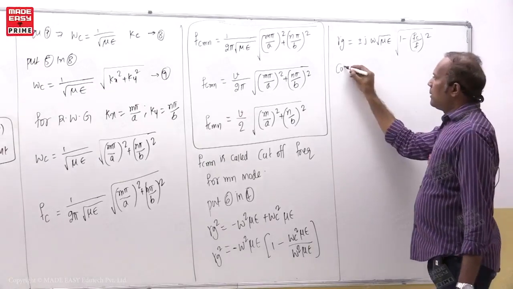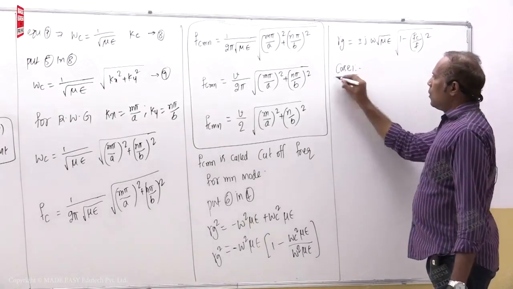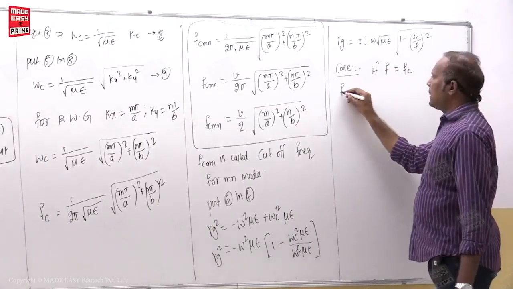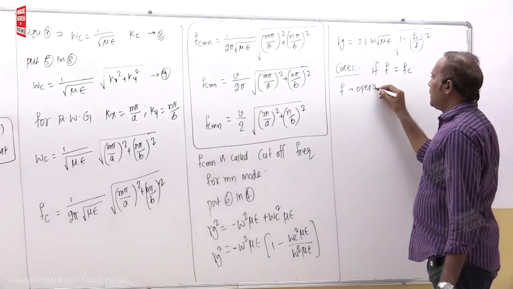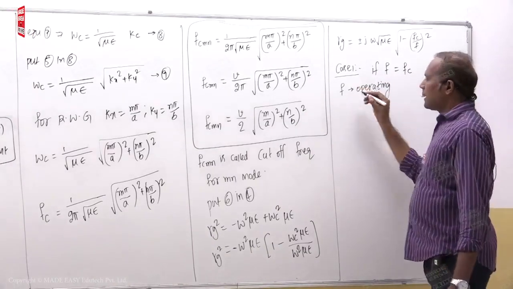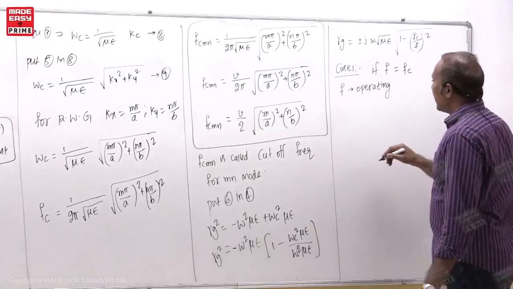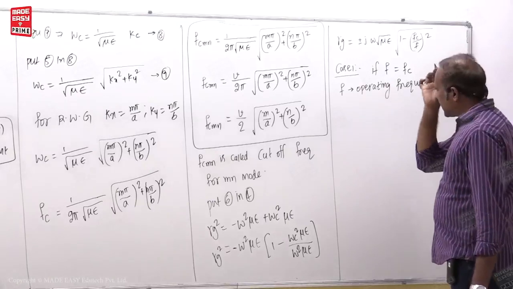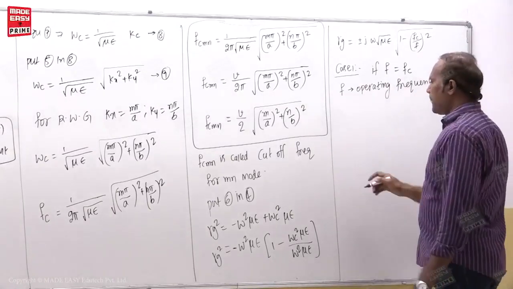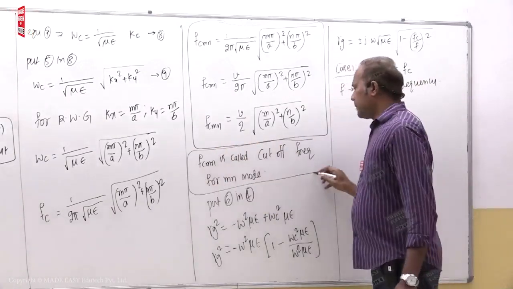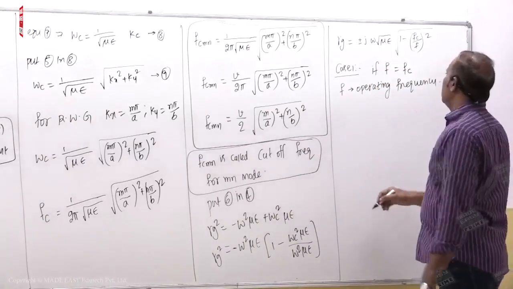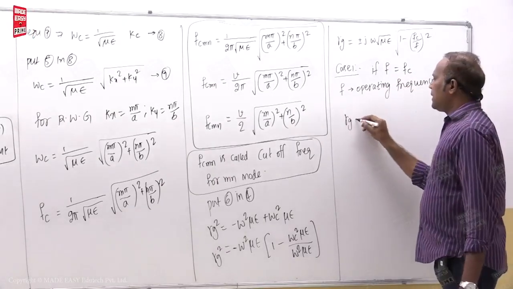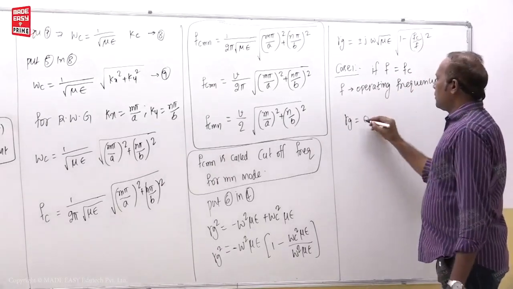Now case 1, students. Case 1. What happens if f is equal to fc? That means here f is the operating frequency. Operating frequency means the frequency at which you are sending the signal. fc is the cutoff frequency, already I wrote here. Later on also we will see that one. If f is equal to fc, then gamma g is equal to 0.